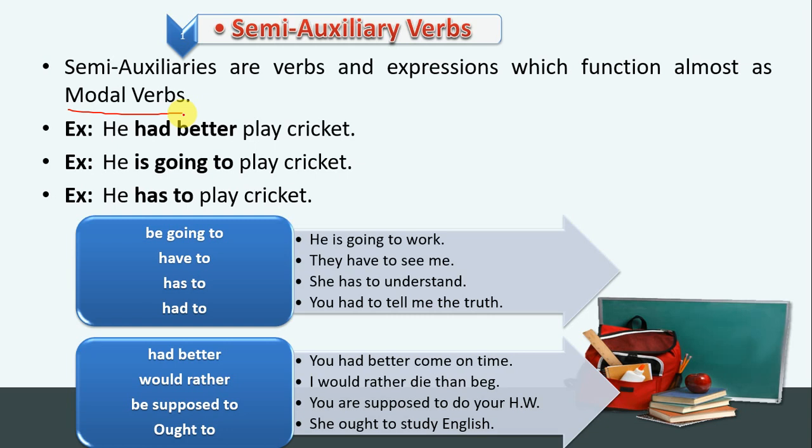So it means that you were supposed to tell me the truth. Now come to had better. Had better is used in present tense. Do not look at the had. Some of the students think that the had is the second form or third form of the verb have, so it might be used in simple past tense. No, dear students, had better is used in present simple tense. You had better come on time.